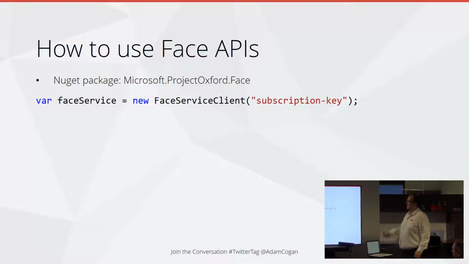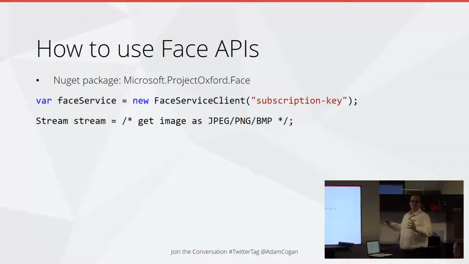First we start off by initializing a face service. We put in a subscription key. Then we put an image into a stream, so we either capture it from a camera or from a file system.